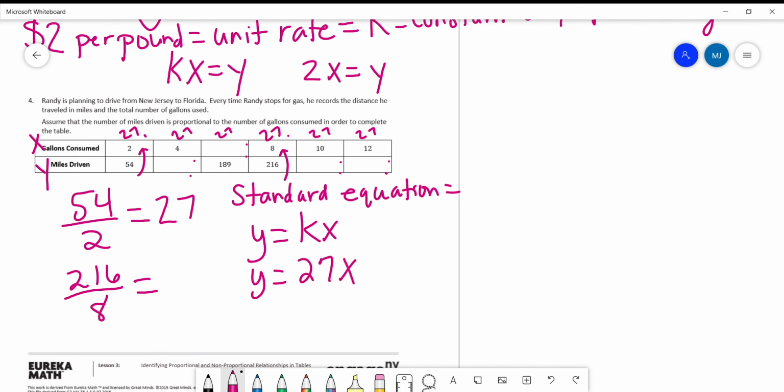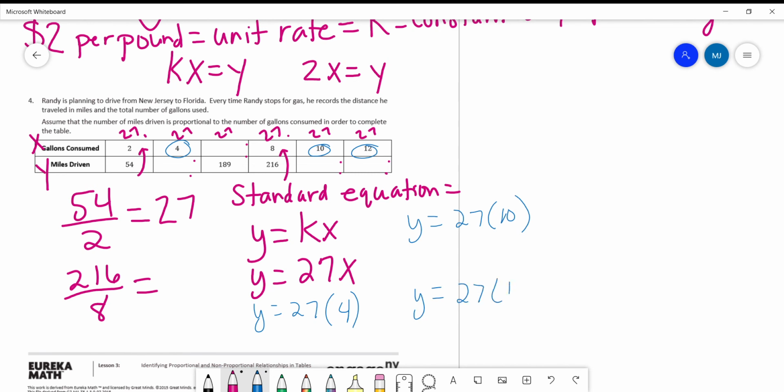Now we've got some of these values in our table here. We've got this one, and this one, and this one. So we know those 3 X's, so we can use basic multiplication to fill those out. So Y equals 27 times 4. Y equals 27 times 10. And Y equals 27 times 12.